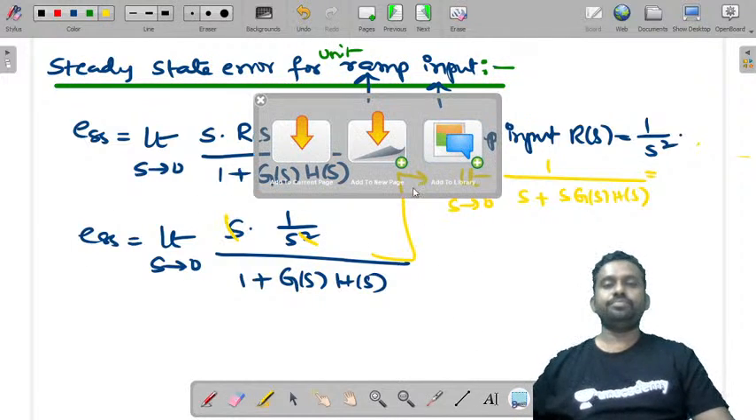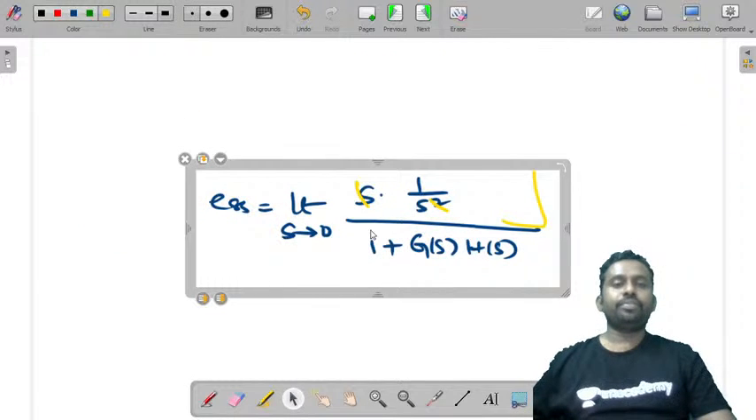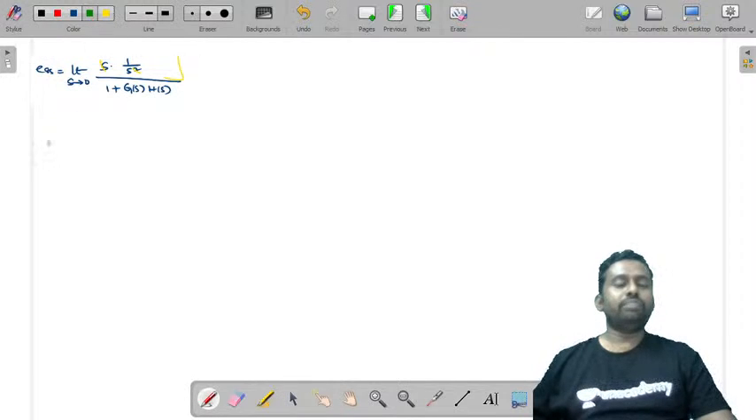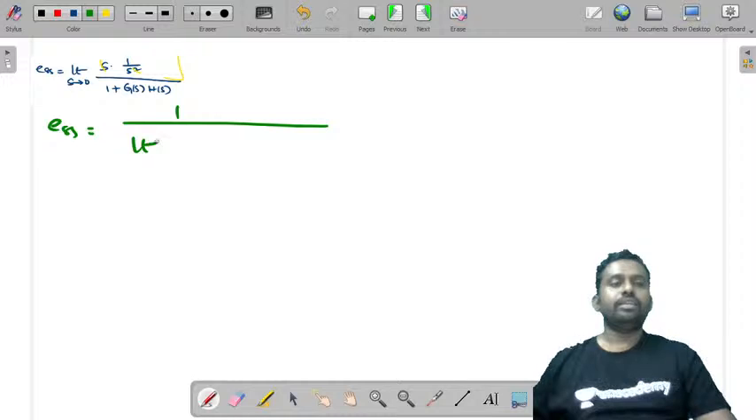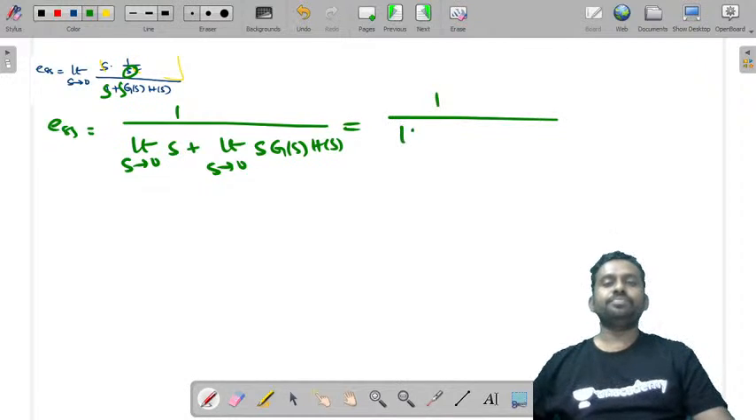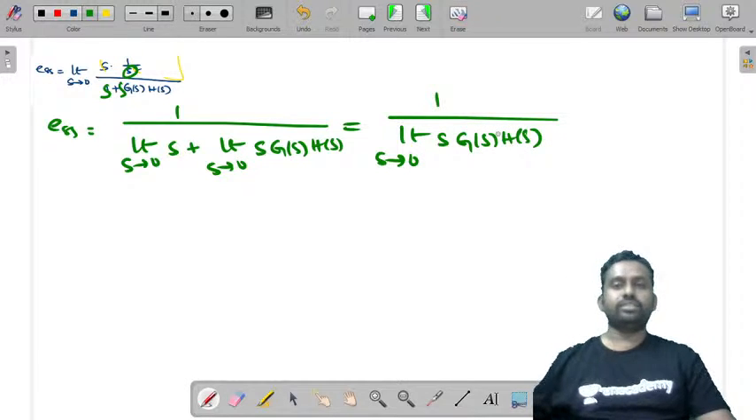Let's take it to the new page. Now you have this steady state error. From this, what can you write? ess is equal to 1 by limit s tends to 0, s plus limit s tends to 0, s into g of s into h of s, right? Here there was an s, which got multiplied here and here. Now when limit s tends to 0, this value is 0, so this is 1 by limit s tends to 0, s into g of s into h of s, if you take it.